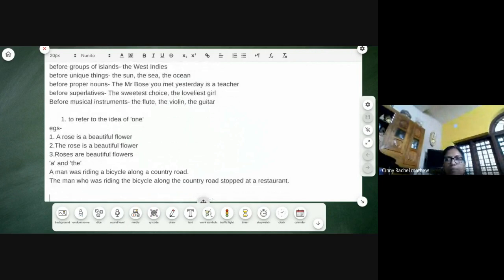So it can both generalize, be used in front of common nouns, like in the earlier sentence, you had a rose where it was a common noun. Here, a man is also a common noun. So the indefinite article a can be used like this before common nouns, but the moment you want to specify the noun and say something particular about it, you need to use the definite article.